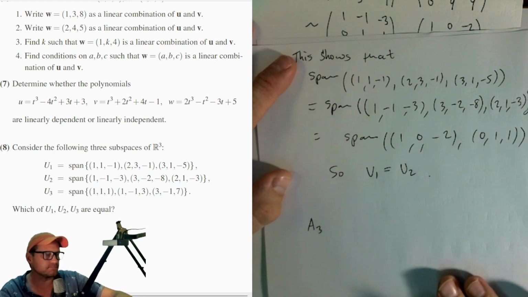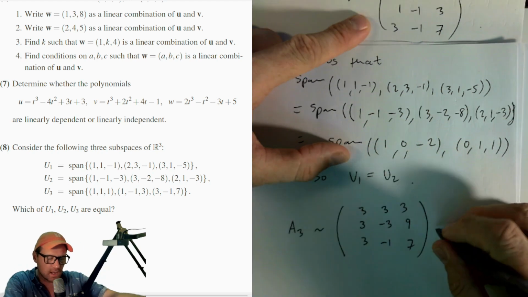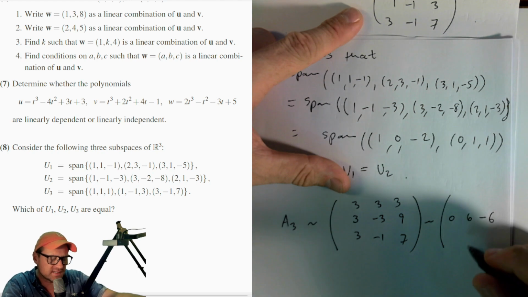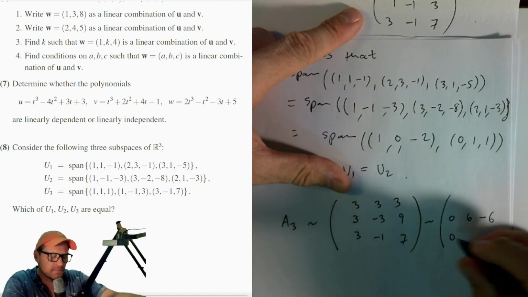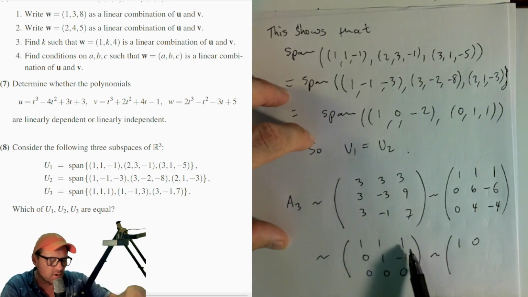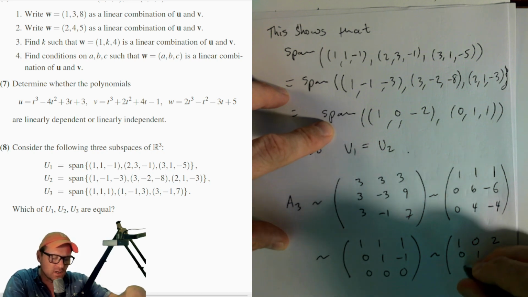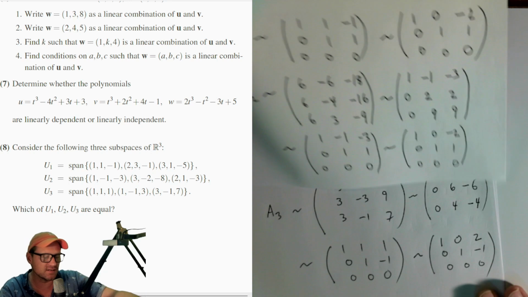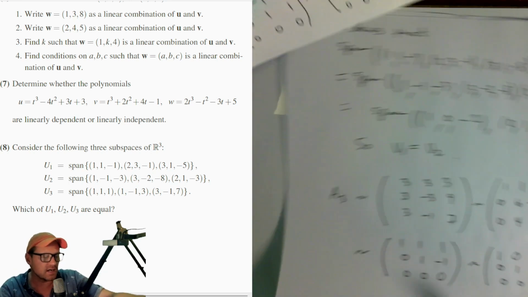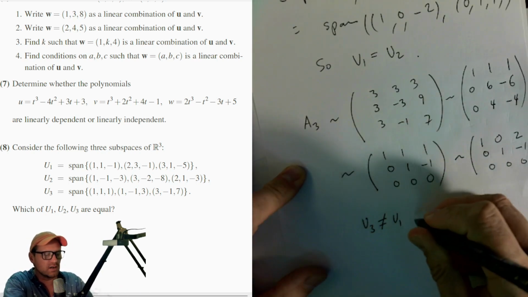So A3, looking at this, multiplying row 1 by 3, row 2 by 3, and now replacing row 2 with the difference row 1 minus row 2, replacing row 3 with row 1 minus row 3, replacing row 1 with 1/3 of row 1. We now have this, and then finally replacing row 1 with row 1 minus row 2, we have 1, 0, 2, 0, 1, minus 1, 0, 0, 0. And so this is not the same row reduced echelon form as we have here. It looks very similar, but it's different. And so this tells us then that U3 is not equal to U1 nor U2.